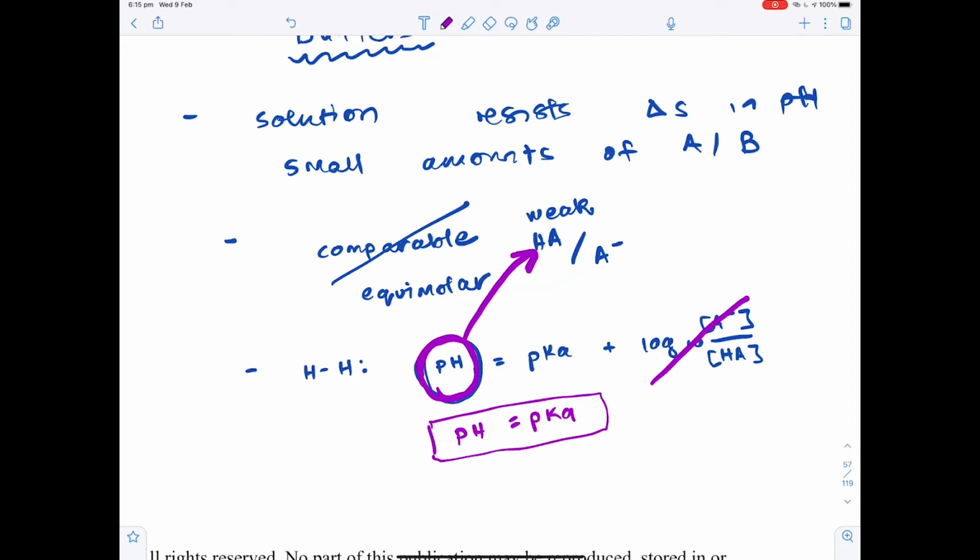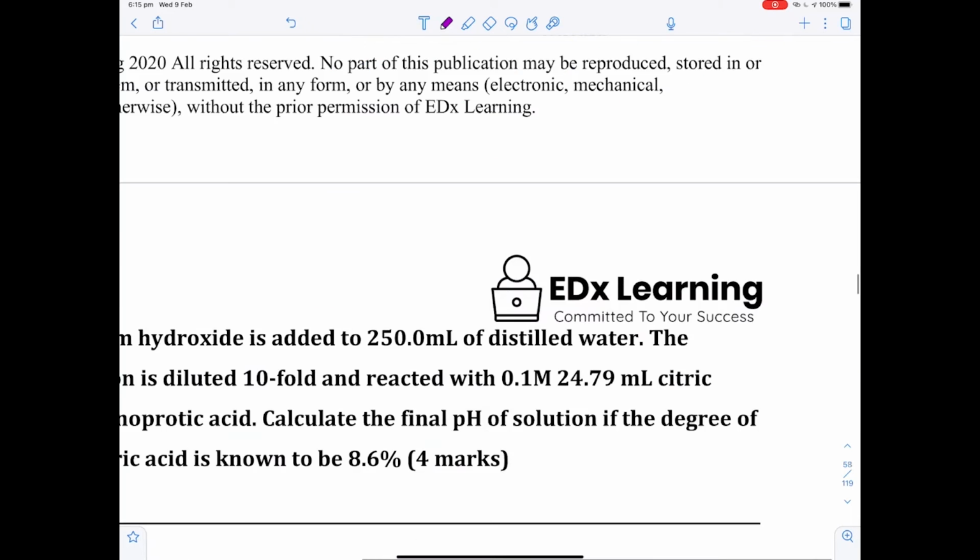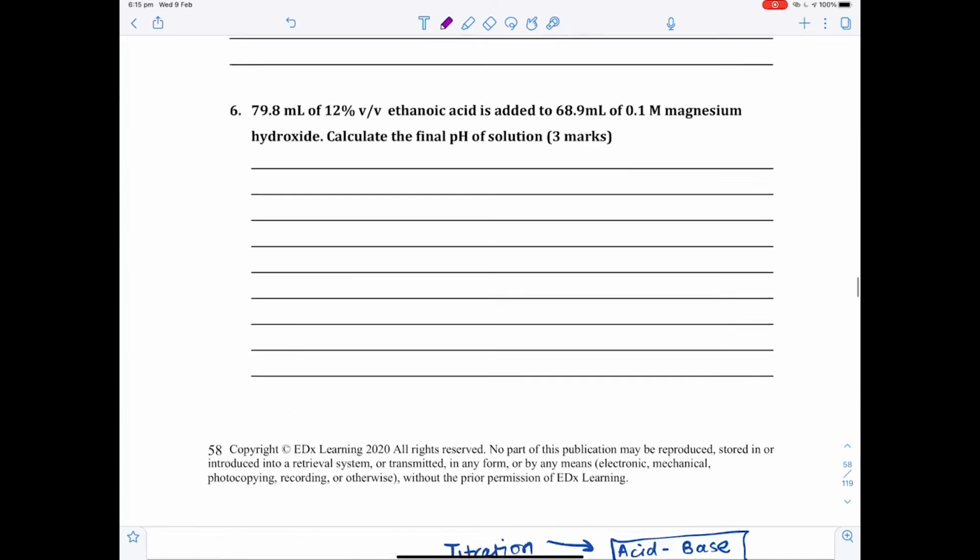So that's why a buffer is formed when you have comparable amounts of an acid and base, but it is actually at its strongest buffering capacity, meaning it has the greatest capacity to resist changes in pH, when there are equimolar amounts, and as a result, pH is equal to pKa of that solution. Very good. All right, we'll move on now. We'll come back to buffers, so I don't want you to fret about it.